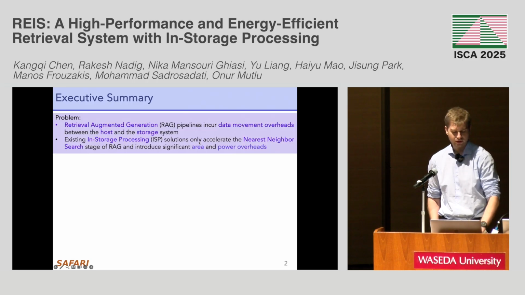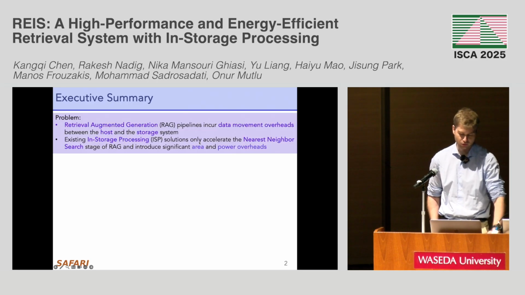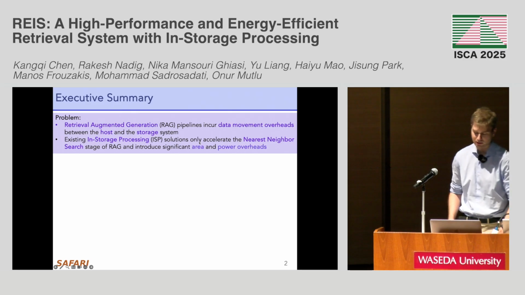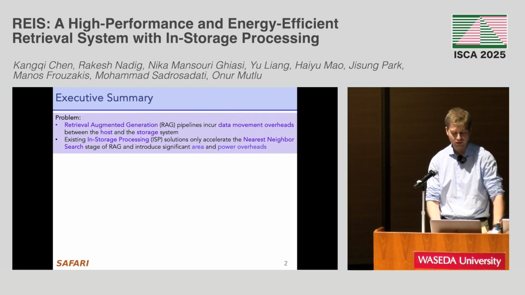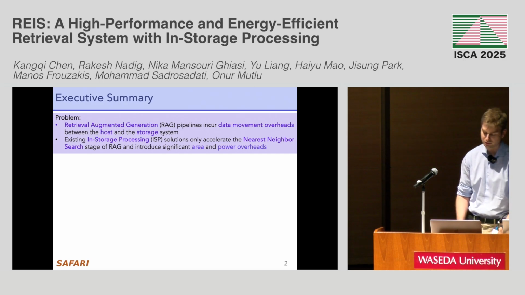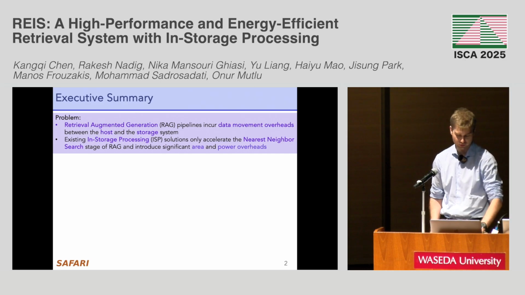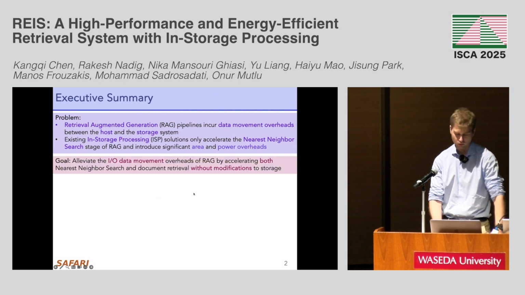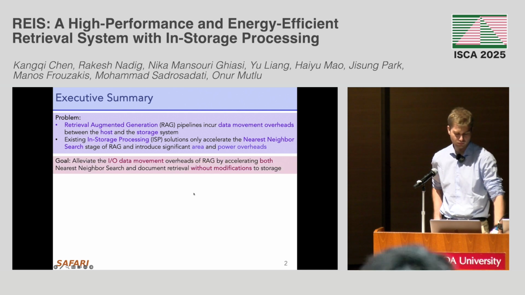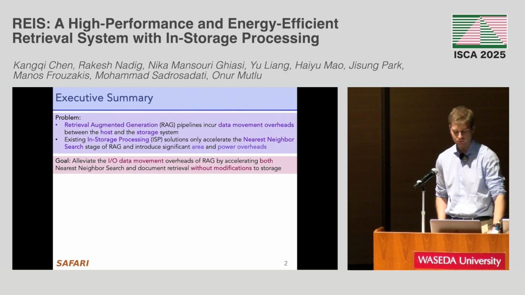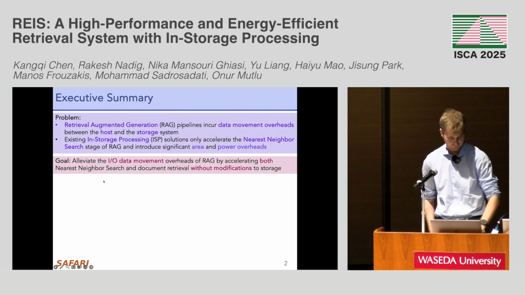The problem is that current retrieval augmented generation, or RAG pipelines, incur significant data movement overheads between the host and the storage system. Existing in-storage processing, or ISP, solutions only accelerate the nearest neighbor search stage of RAG and introduce significant area and power overheads. Our goal in this work is to alleviate the I/O data movement overheads of RAG by accelerating both nearest neighbor search and document retrieval without performing modifications to the storage system.